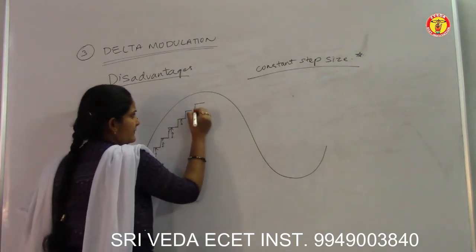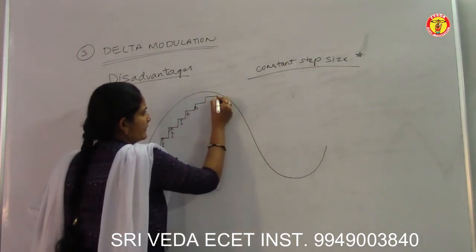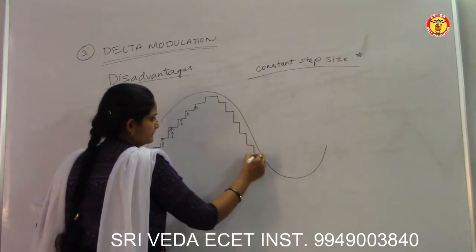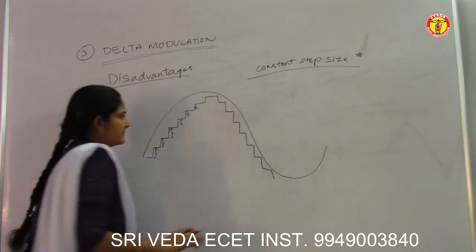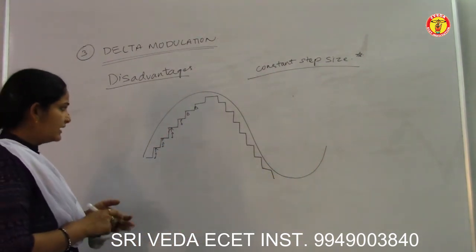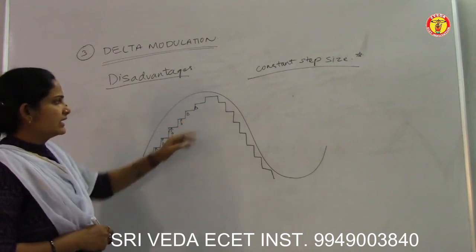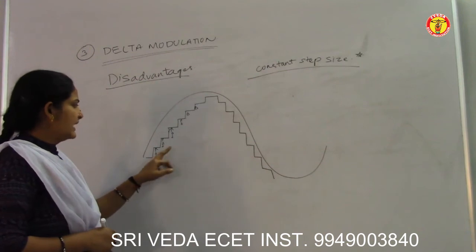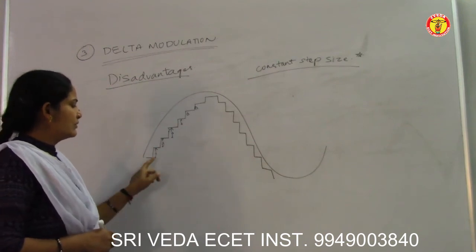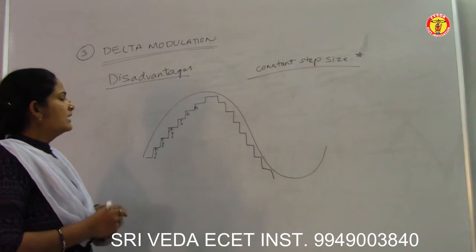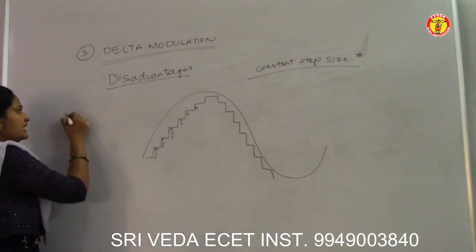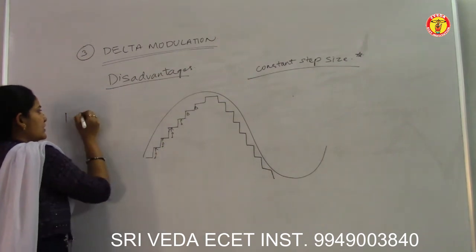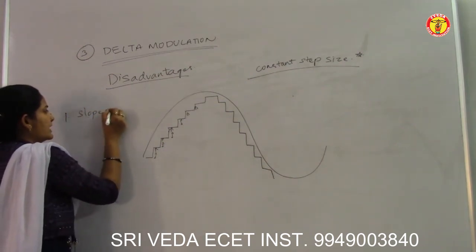This is all delta, sir. Okay, from here it is reducing to one step again. So this is one. So what is happening here? Even though the amplitude of the analog signal is increasing continuously, very rapidly, my staircase is following just one step only. Here it is not able to follow the slope of this analog signal or the message signal. So this type of distortion is known as slope over distortion.